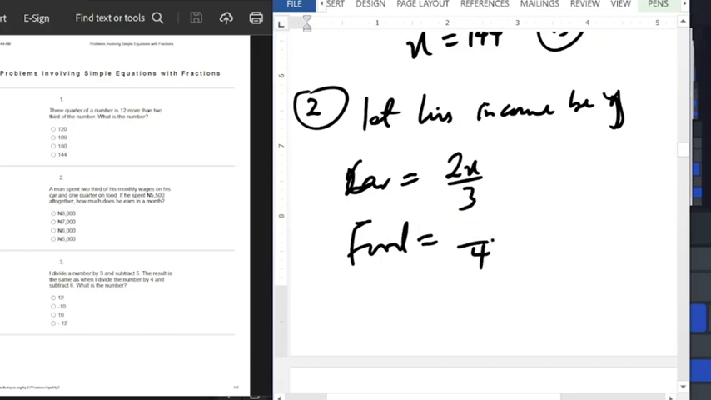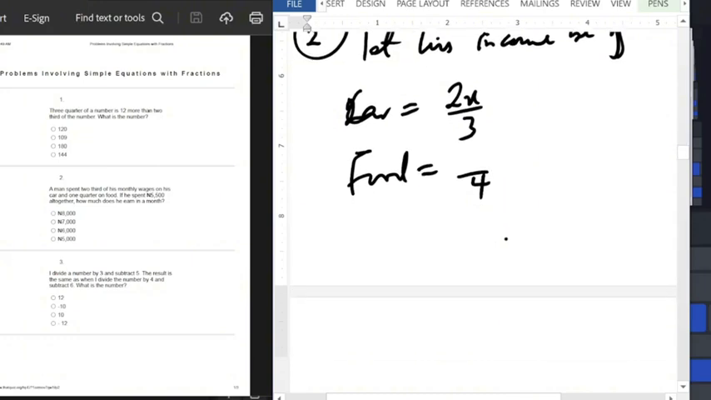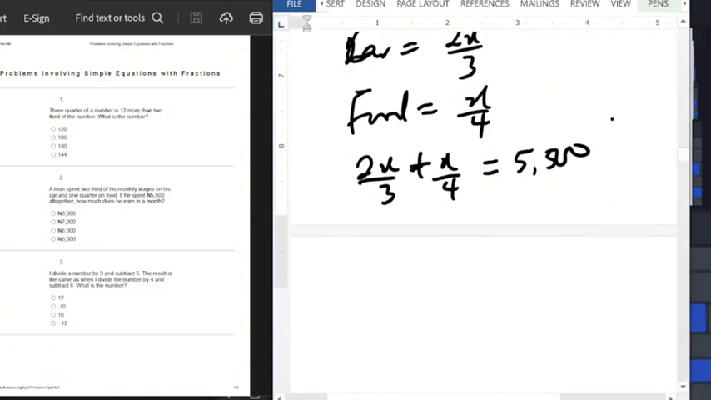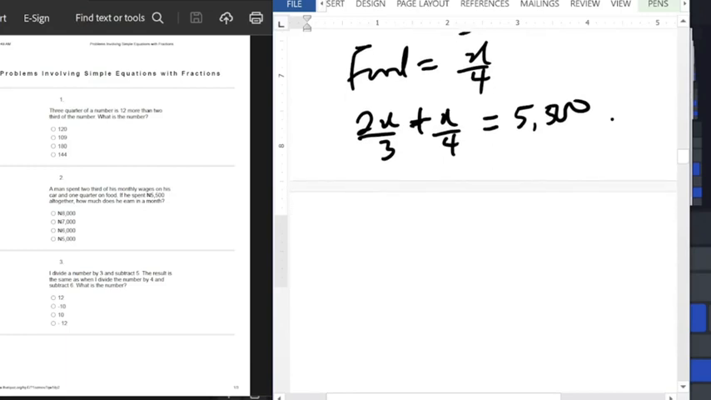So if what is spent altogether is 5,500, that is 2x over 3 plus x over 4 equals to 5,500. So what is the value of x? How much is his income? So this is what we're going to do. Let's find the LCM here. This is also 12.